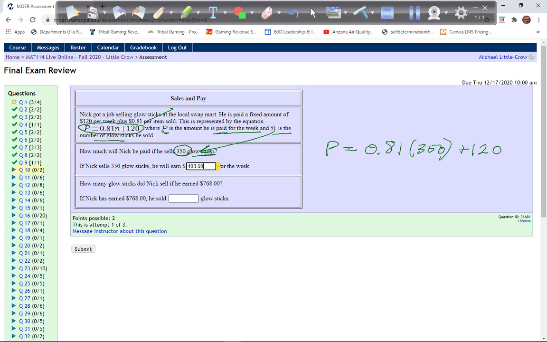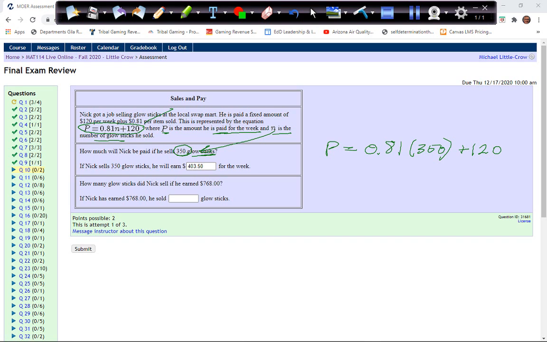How many glow sticks did Nick sell if he earned $768? So dollars earned, the amount paid is a P, so that goes over here with the P. Let's change colors here for this one. 768.00. I'm going to leave off the cents for now. Times N, we don't know what that is. That's what we're going to find out. So this was called evaluation up here. Down here, we're going to solve.